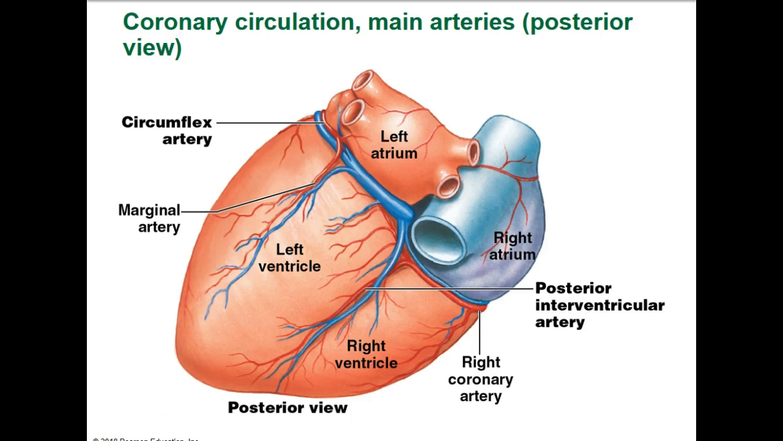Okay, here we have a posterior view. It shows the circumflex artery coming all the way around to the back, and it shows it branching off into the posterior interventricular artery. You also see the right coronary artery coming to the back. I think I was just pointing to the wrong thing, by the way. So the circumflex artery there, and the marginal artery coming off of that. And here we have the posterior interventricular artery coming around, branching off from the right coronary artery.